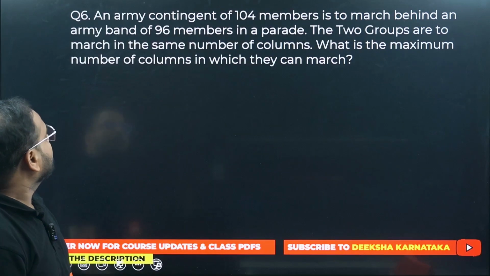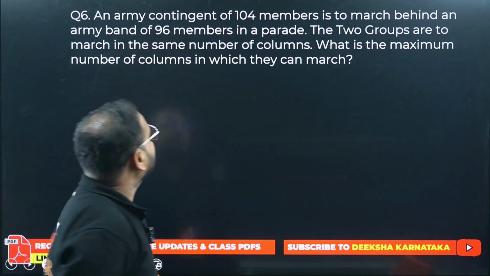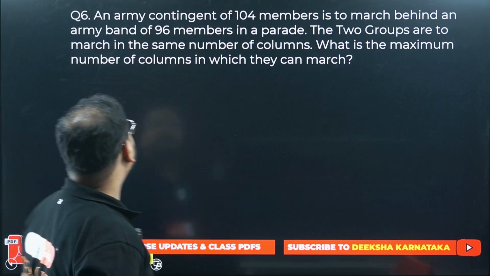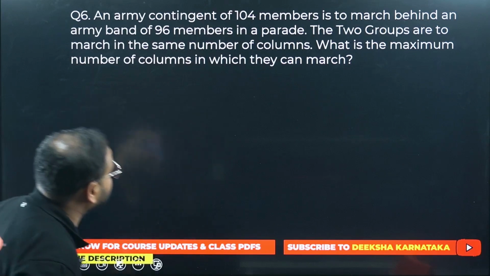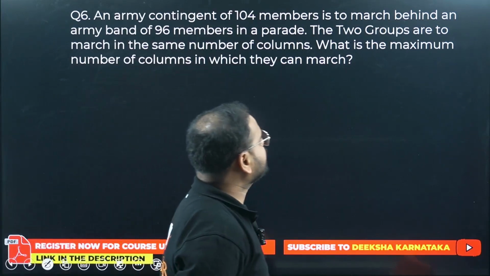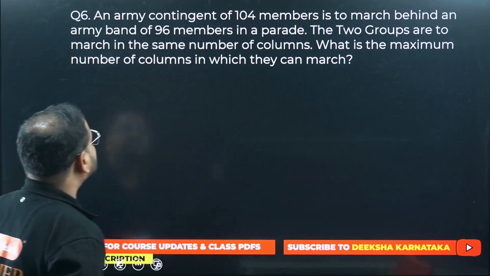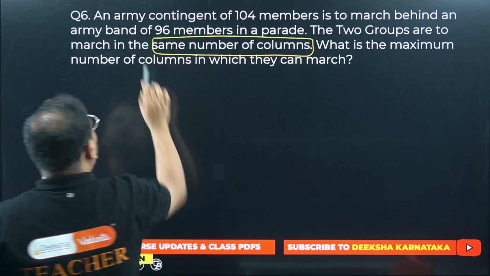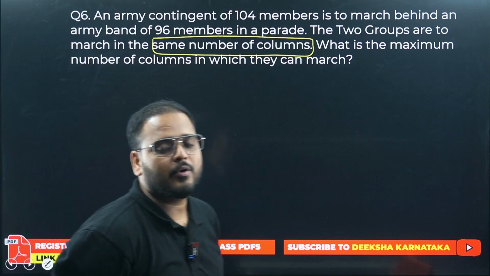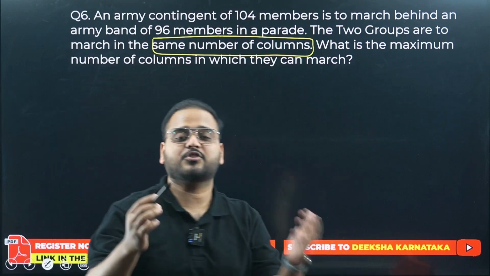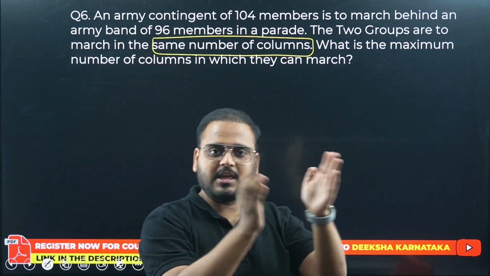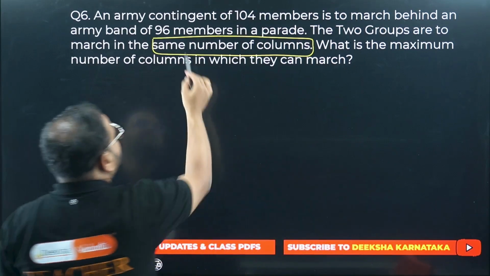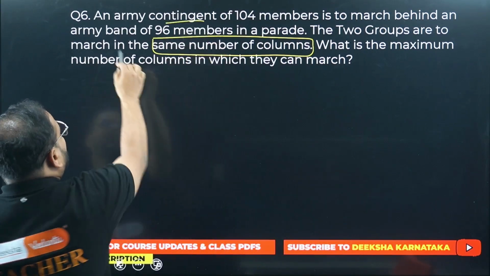Moving on. An army contingent of 104 members is to march behind an army band of 96 members in a parade. The two groups are to march in the same number of columns. So we have to think of the columns, which should be equal. The contingent members will walk behind the army band.